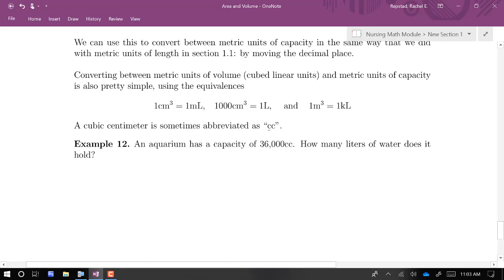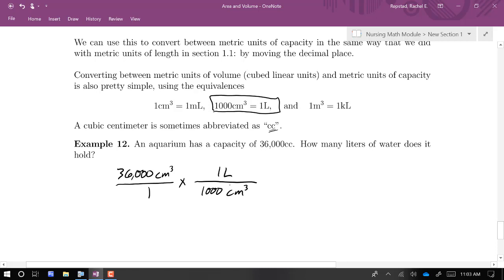Sometimes cubic centimeter is abbreviated cc. So in this example, we have an aquarium with a capacity of 36,000 cc's, cubic centimeters. And we want to get from cubic centimeters to liters. I could go either way, but I think this will get us there the fastest. 1,000 cubic centimeters is 1 liter. So all I need to do now is take 36,000 and divide it by 1,000. That gets us 36 liters.